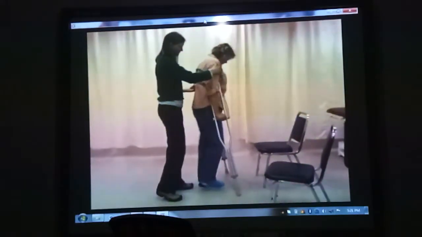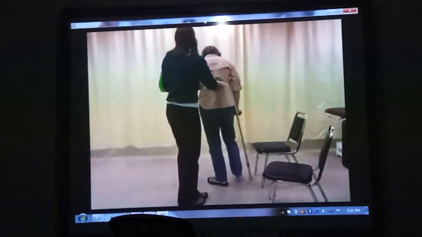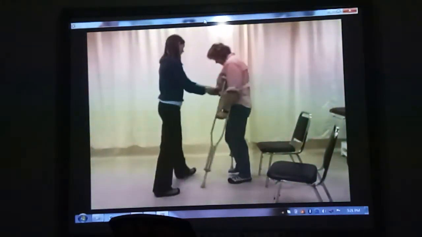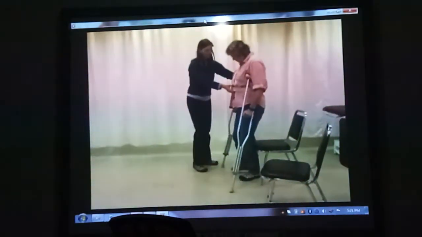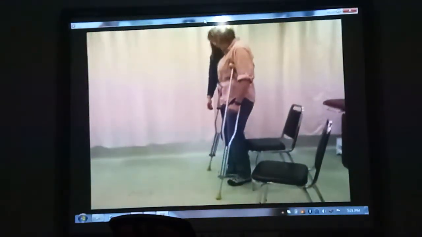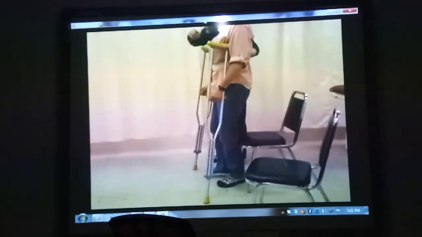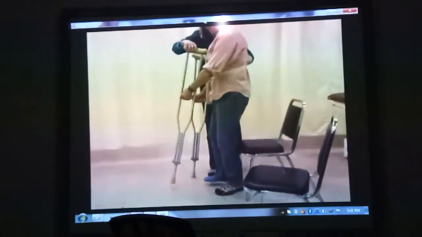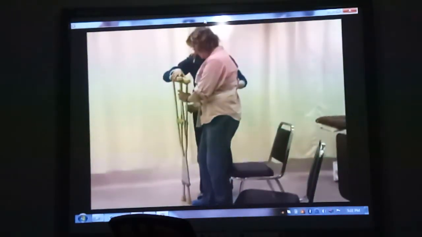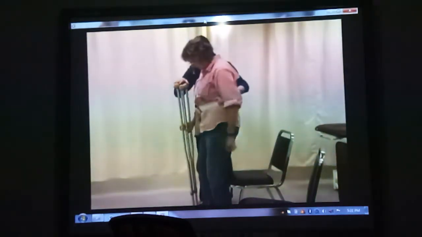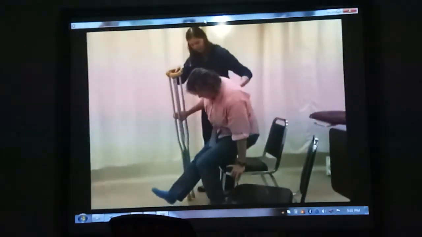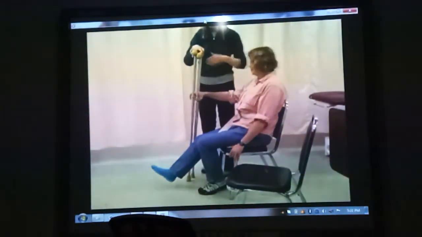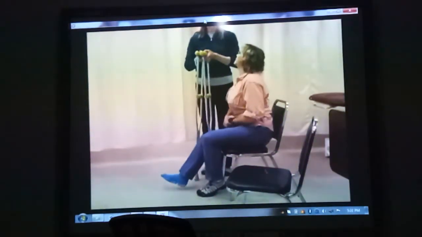All right, turn around. Now back up until you feel the back of the chair on your leg. Okay, now I want you to bring both crutches over to that same side again. Like this. Put your hand inside. Now reach back to the chair and sit down nice and slowly. Nice job.